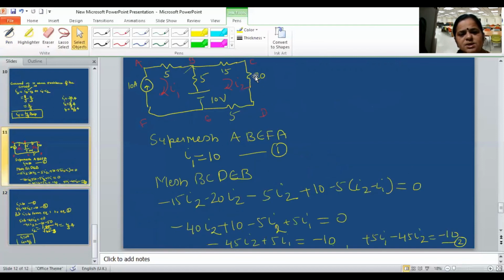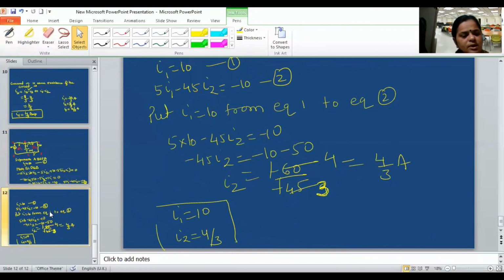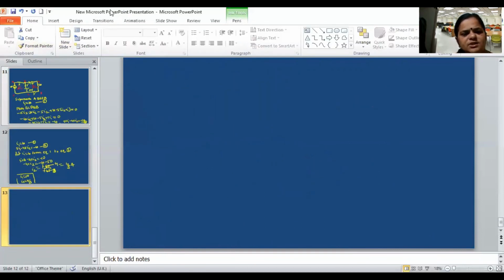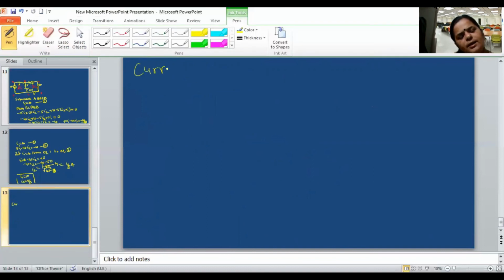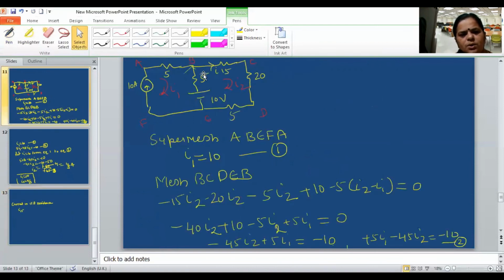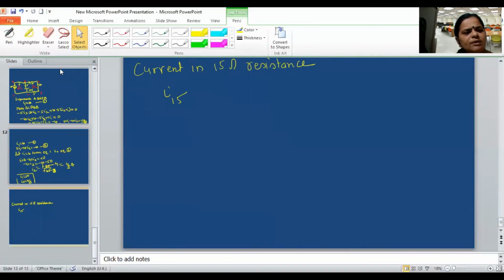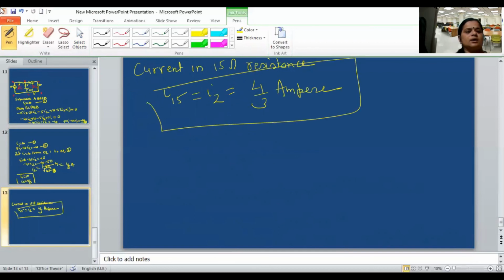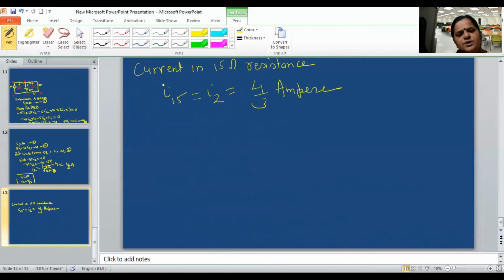Now suppose the question is, we are supposed to determine the current in this 15 ohm resistance. So what will be the current in this 15 ohm resistance? The current in the 15 ohm resistance, I15, is equal to I2. And I2 we have determined, that is 4 by 3. So the answer is 4 by 3 ampere.